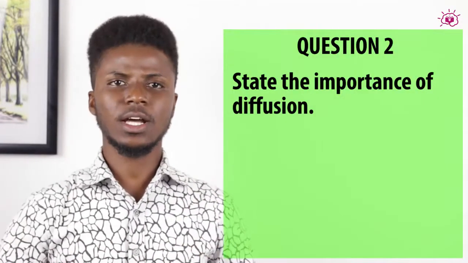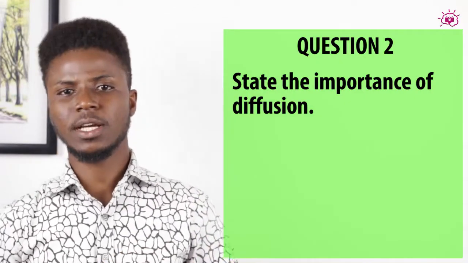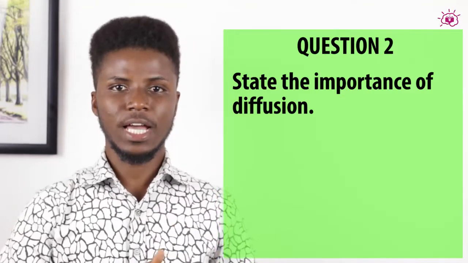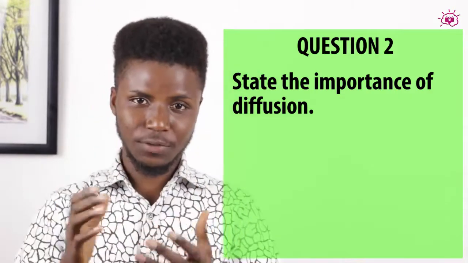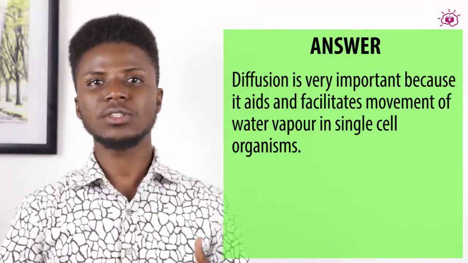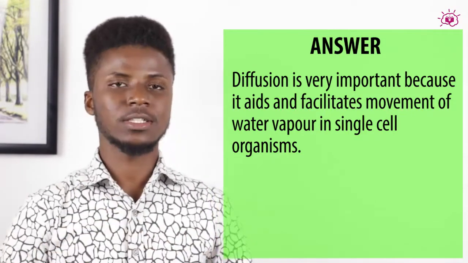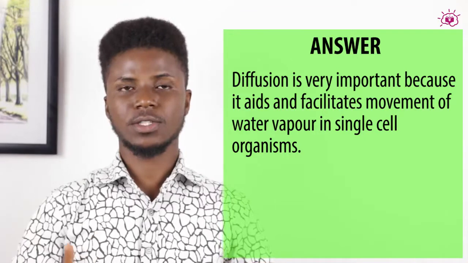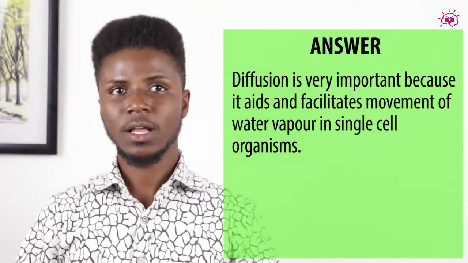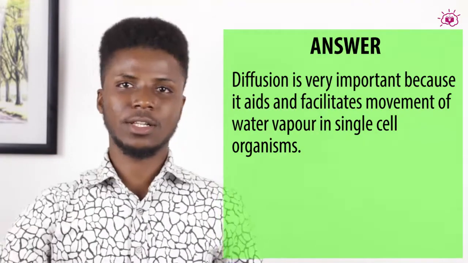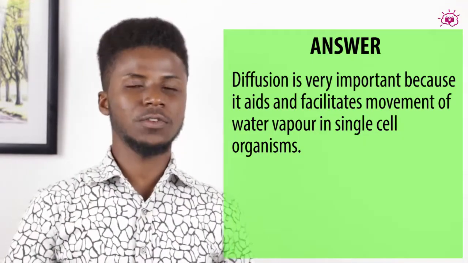Then another question states, state the importance of diffusion. One of the importance of diffusion is the movement of water vapor in single-celled organisms. Water vapor in single-celled organisms, for instance, amoeba, after it has consumed a lot of water, can easily give out that water to the environment through diffusion.